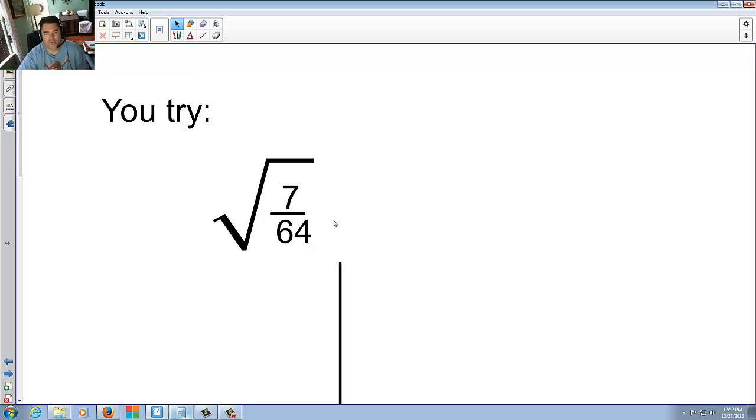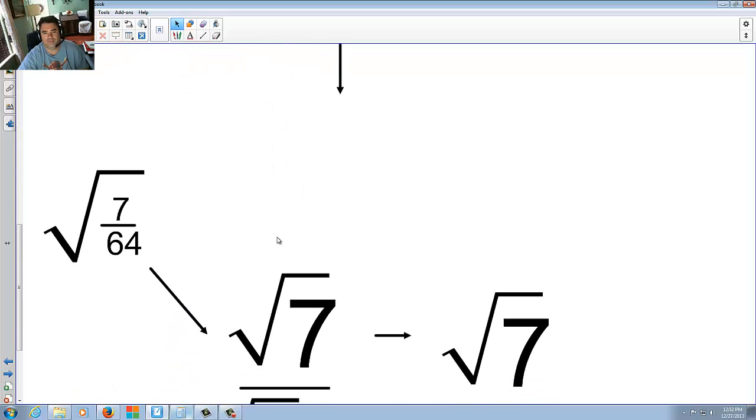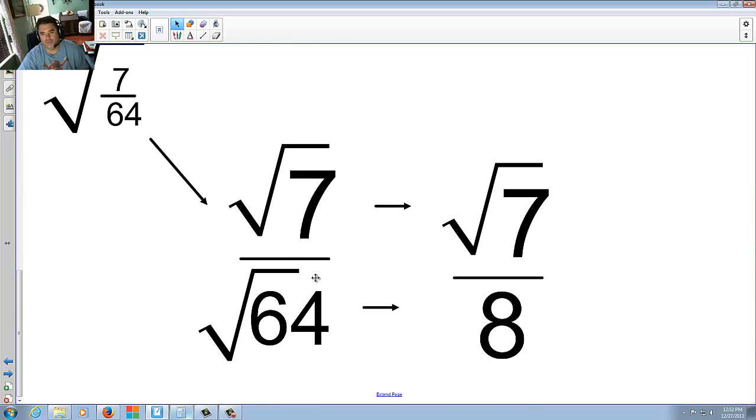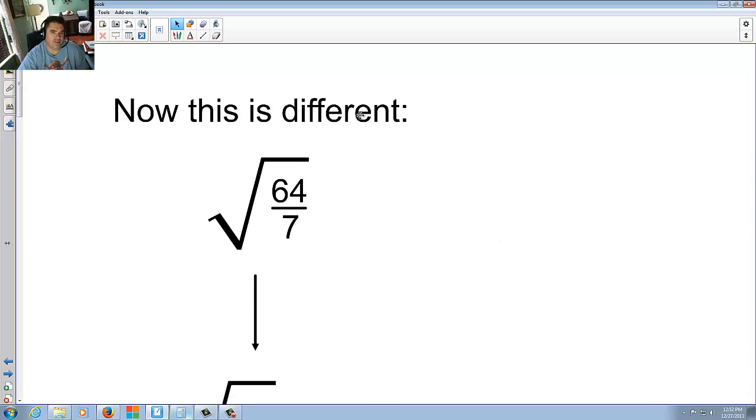Go ahead, split them up into 2 roots, see what you get. Alright, hopefully you have root of 7 over root of 64. And hopefully you know that root of 64 makes 8. So it's going to be root of 7 over 8. Not 7 over 8, root of 7 over 8. Why don't we change the 7? Because you can't really root a 7. It's just stuck.